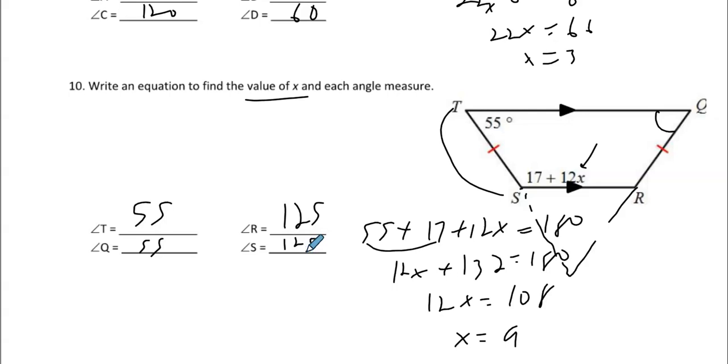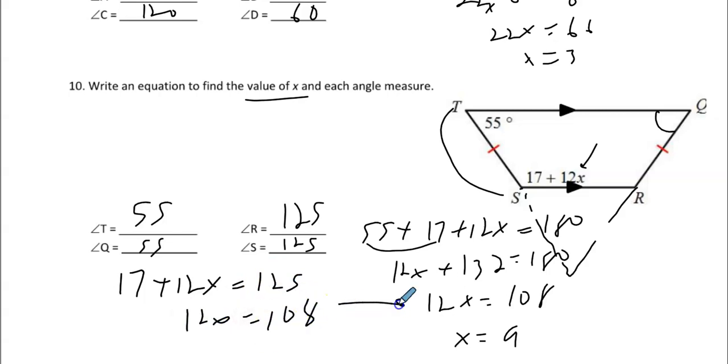And back to that shortcut again, we could have found out that this was 125 originally and just done 17 plus 12x equals 125. That would have given me 12x equals 108. And you can see that's the same thing as right here. Just saves a step. So if the shortcut's comfortable for you, do it. If not, don't worry about it.